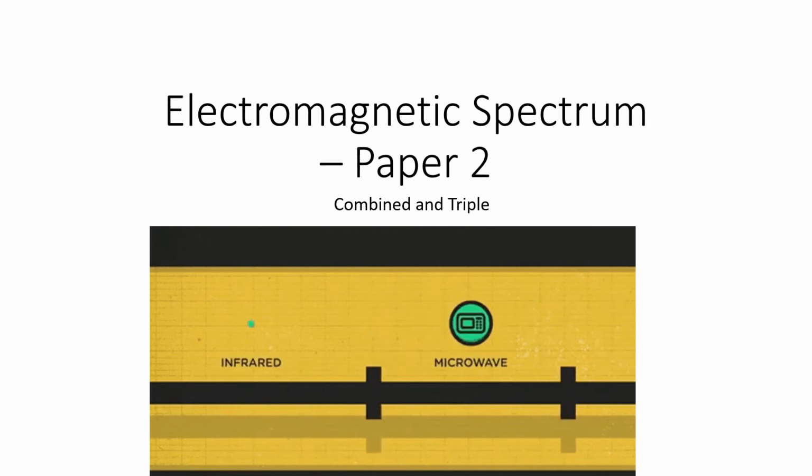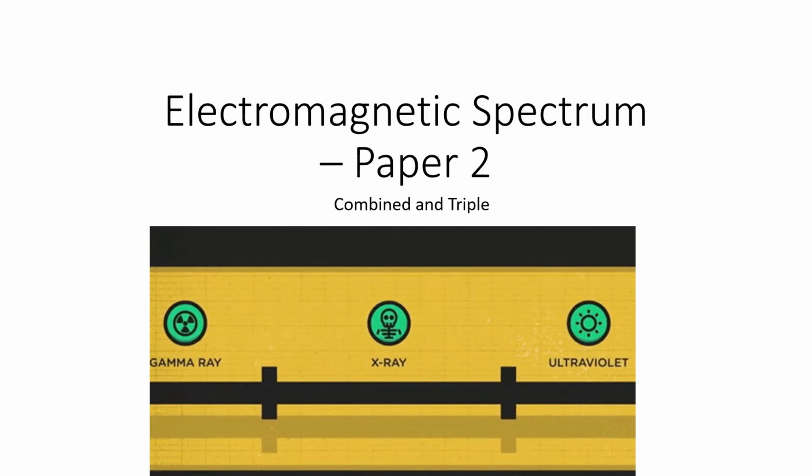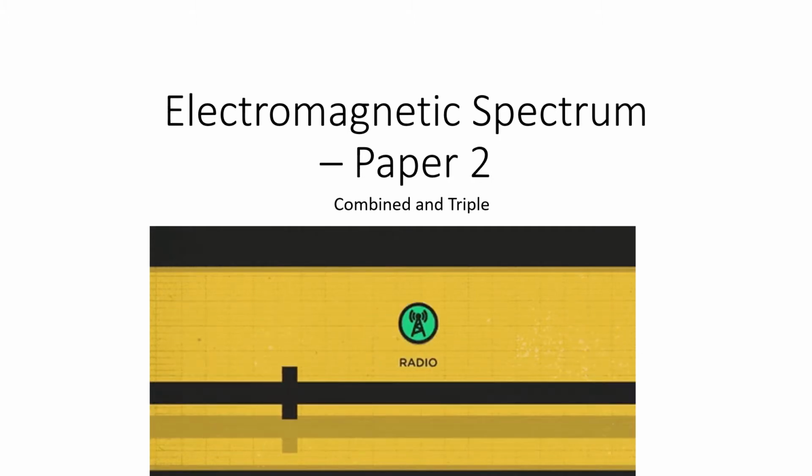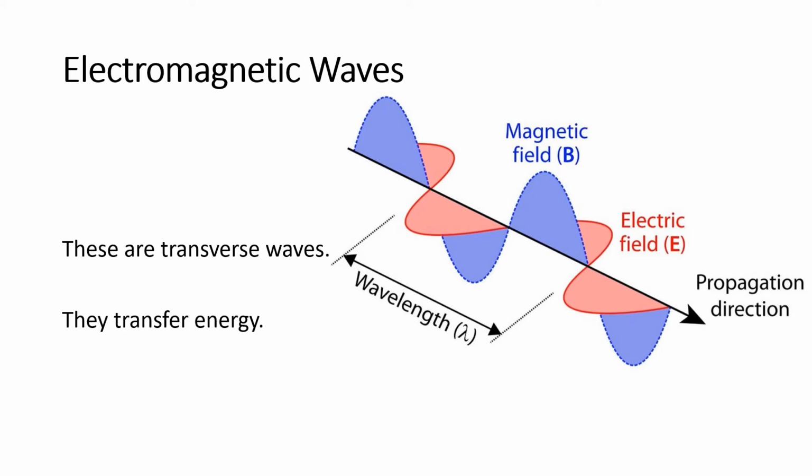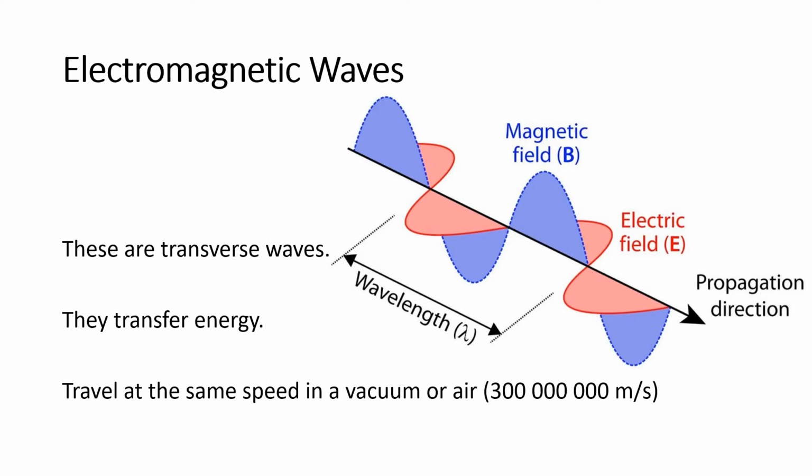This session is about the electromagnetic spectrum, which is in paper 2, and it's for combined and triple scientists. Electromagnetic waves are transverse waves that transfer energy from place to place, and they all travel at the same speed in a vacuum or air, which is 300 million meters per second. They're made up of vibrating electric and magnetic fields that act at right angles to each other.